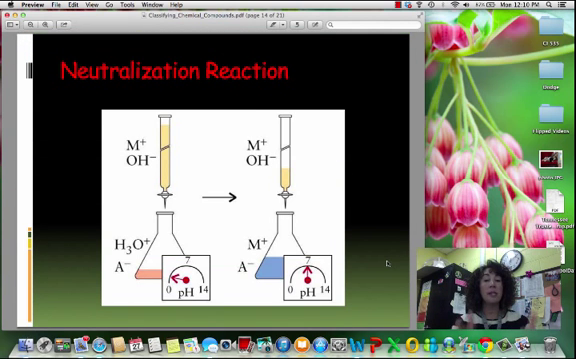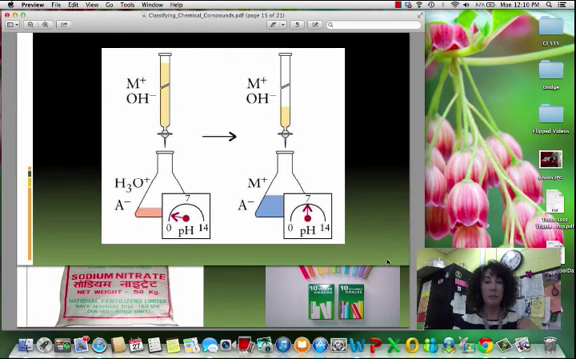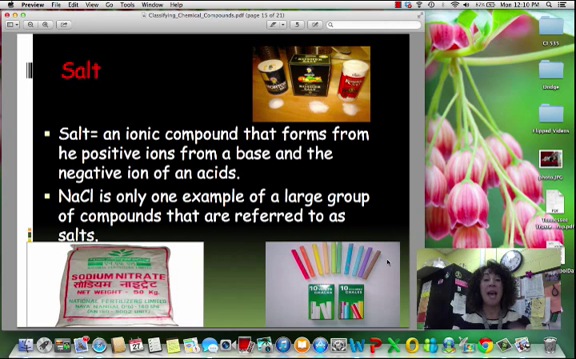Okay, so in a neutralization reaction, what are we getting? We don't have an acid, we don't have a base, we have a pH of 7. It has been neutralized. And again, we get that salt, which is an ionic compound that forms from the positive ions on the base and the negative ions on an acid. And so salt is an example of a result of a neutralization reaction.